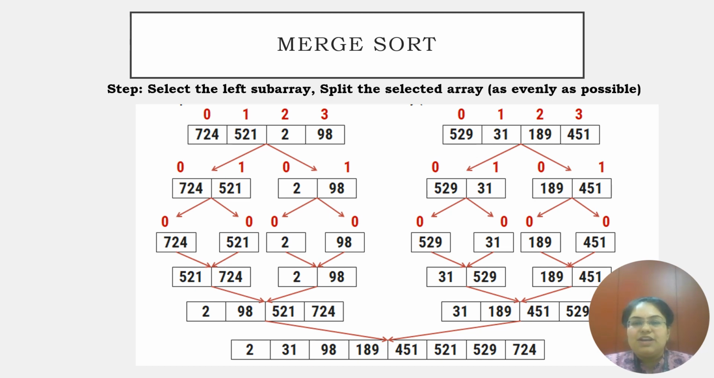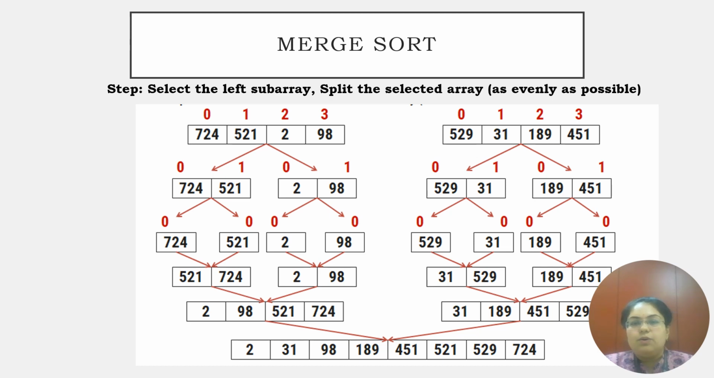So this has happened for the left hand side of the array. Now we are starting with the right hand side of the array, starting with 529, 31, 189 and 451. We do a similar thing here, dividing into sub arrays until we have a single element in each array. So at the end we have 529, 31, 189 and 451 as individual sub arrays.